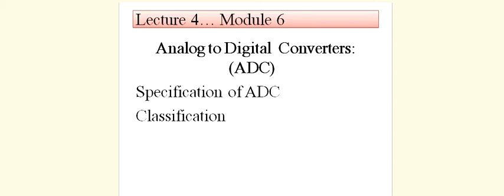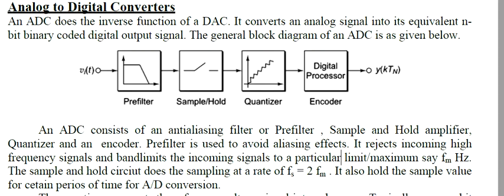In the last 3 lectures, we discussed digital to analog converters and the specification of DACs and its classification. In this lecture, we are going to discuss analog to digital converters and the specification of ADCs and its different classifications. Let us see the details.